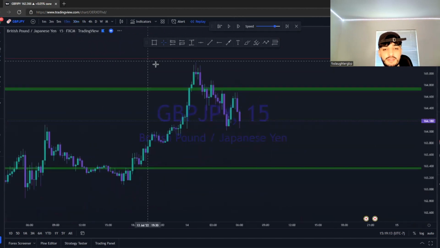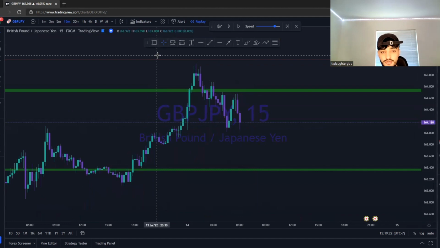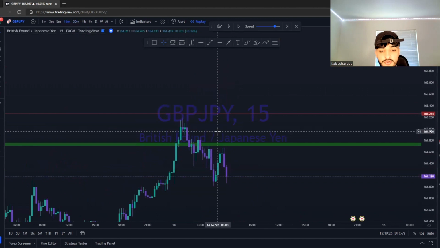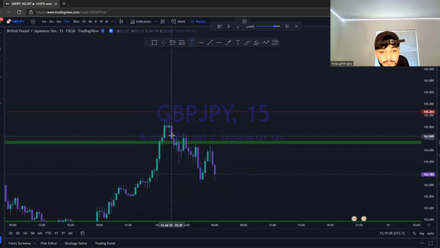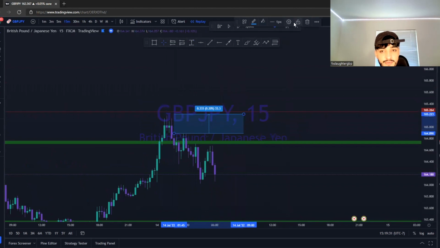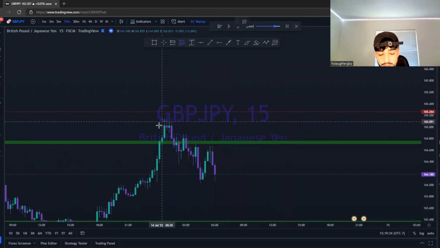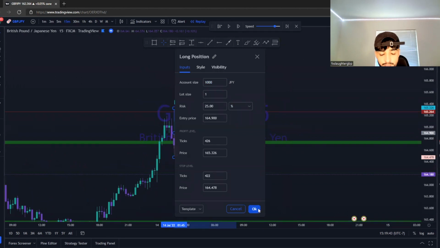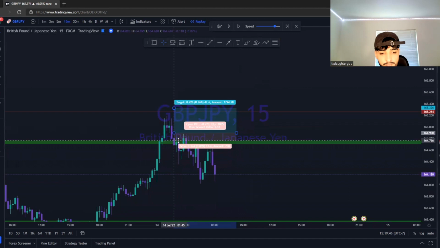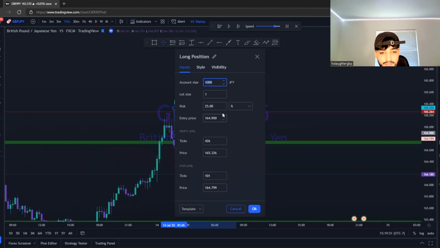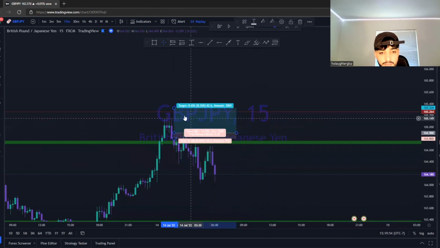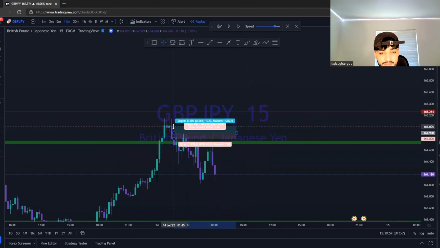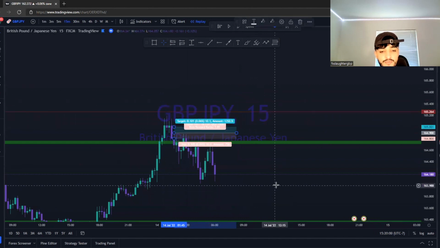So now coming down to 15-minute, we're gonna look for an entry. So to look for an entry, potential entry could be, let me check, 33 pips. So potential entry could be here, 164,900. 10 pip stop loss. And my TP1 will be 10 pips. And then after 10 pips, I'll move it to 20 pips.